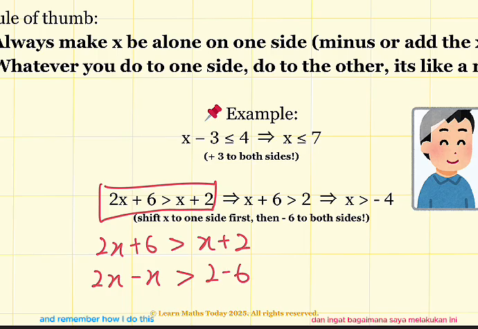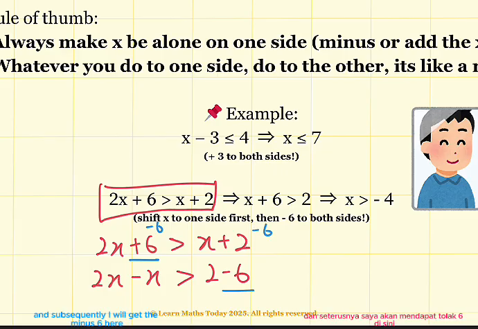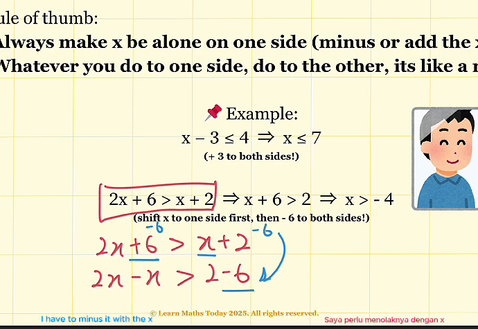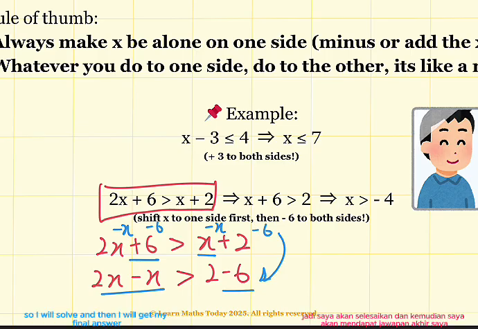And remember how I do this? It is because of the rule that if I do it on the left, I will have to do it on the right, just like a mirror. So to remove this plus 6, I have to minus away the 6, and subsequently I will get the minus 6 here. And to remove the x on my right side, I have to minus away the x, and I also minus the x on the left, which gives me this. So I will solve, and then I will get my final answer.